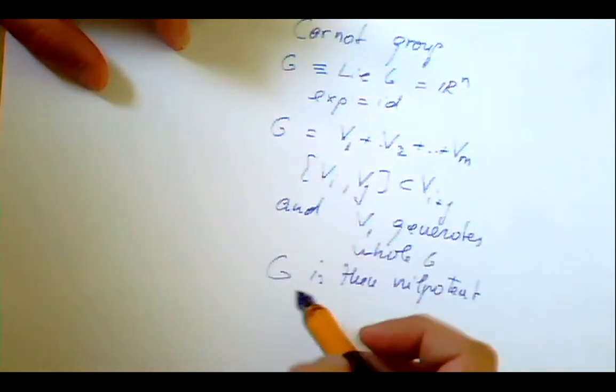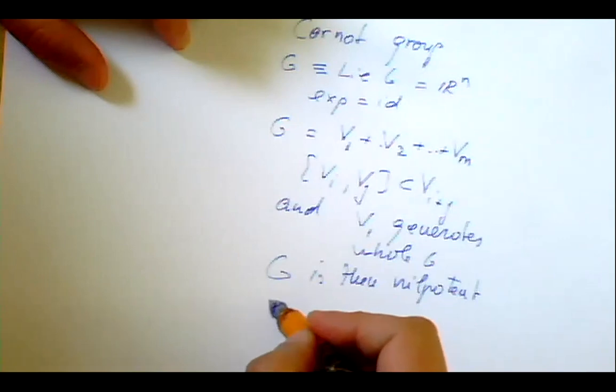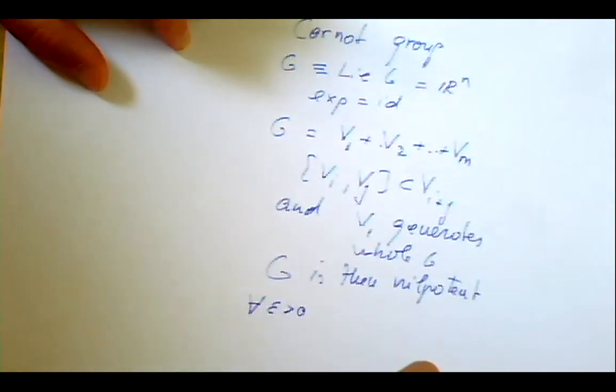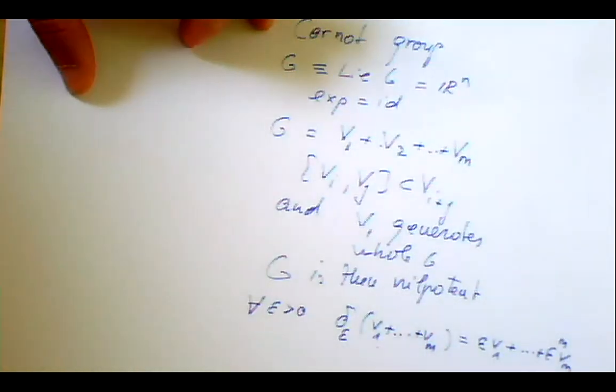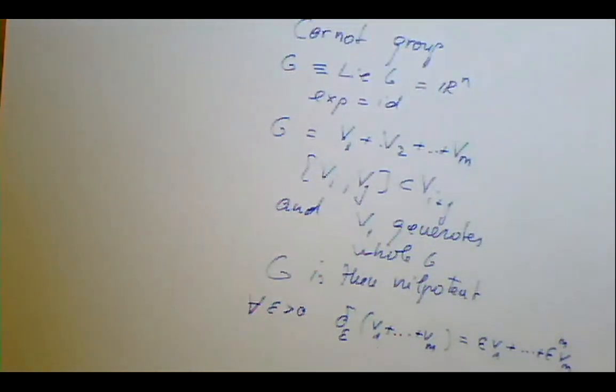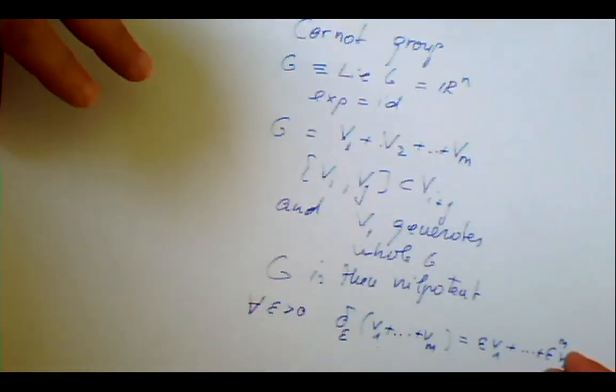But moreover, it has a property which is interesting: for any positive scalar, we can define a scalar multiplication which is not exactly like the one we are used to. Each part of the direct decomposition is multiplied by epsilon at the power. And this is the structure of a Carnot group, and it gives a Subriemannian manifold.